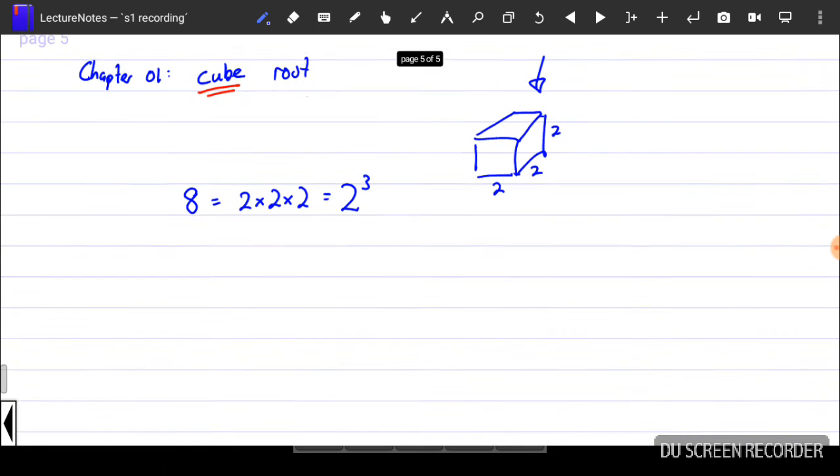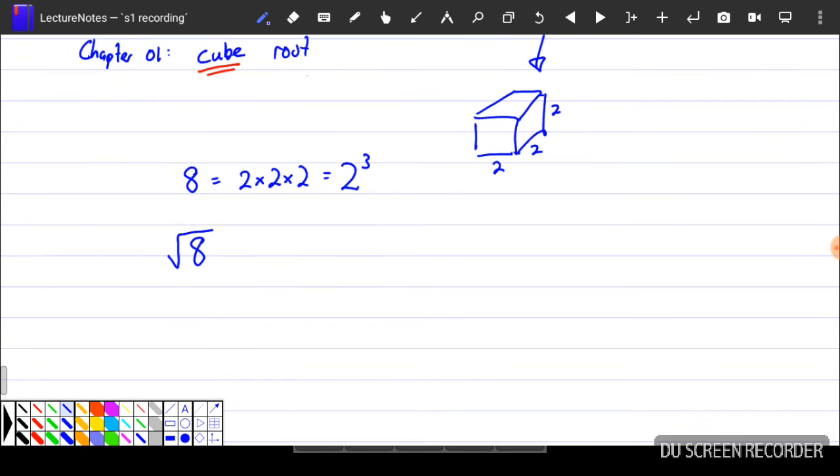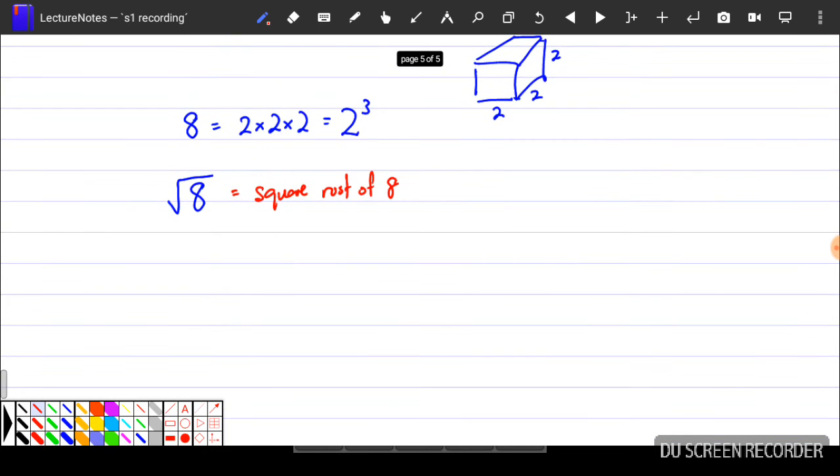cube. So same thing, when we do a cube root of 8, we cannot just write it as this, because we know that this is actually a square. So this is called a square root, but usually for square root we do not need to write the 2 there. So in this case we know that this is a square root of 8. So to indicate a cube, what we need to do is put a small 3 outside. So this is called cube root.